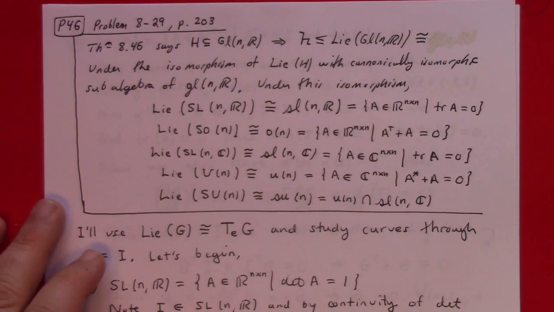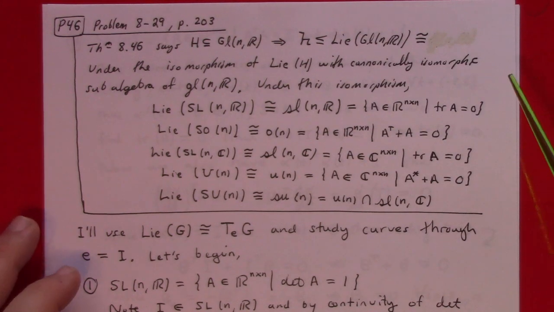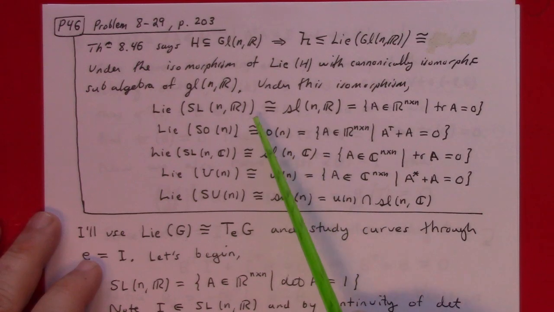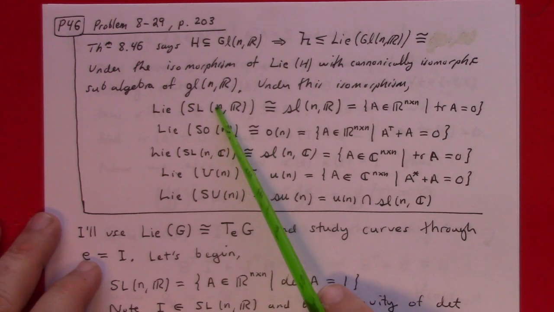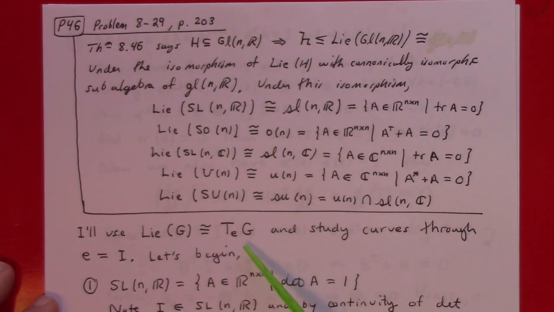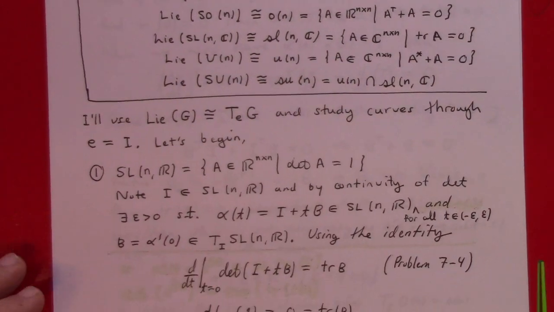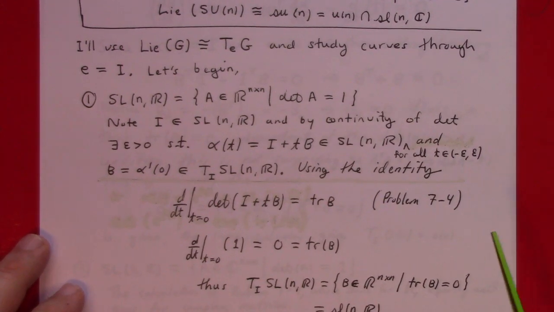All right, and so the last problem, we're supposed to actually calculate the structure of the Lie algebra for every one of these matrix Lie groups. For every one of these, I'm going to use that the Lie algebra is the tangent space at the identity of G, and I'm going to study curves through Einstein's element I, which is the identity here. So we don't usually get to say Einstein's element, but anyway, I just thought I'd inject it to wake myself up. All right, so there we go.